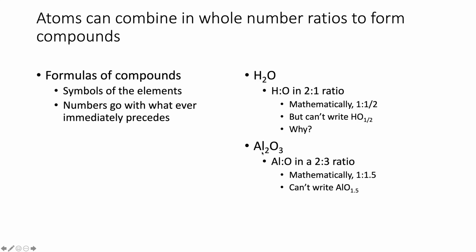Same here, Al2O3. This means there are 2 Als and 3 Os. You could write it mathematically as 1 aluminum to 1.5 oxygen, but again, there's no such thing as half an atom. So that's really all that means. When atoms combine, you have to figure out the whole number ratio, and there'll be some of that later on as we progress.